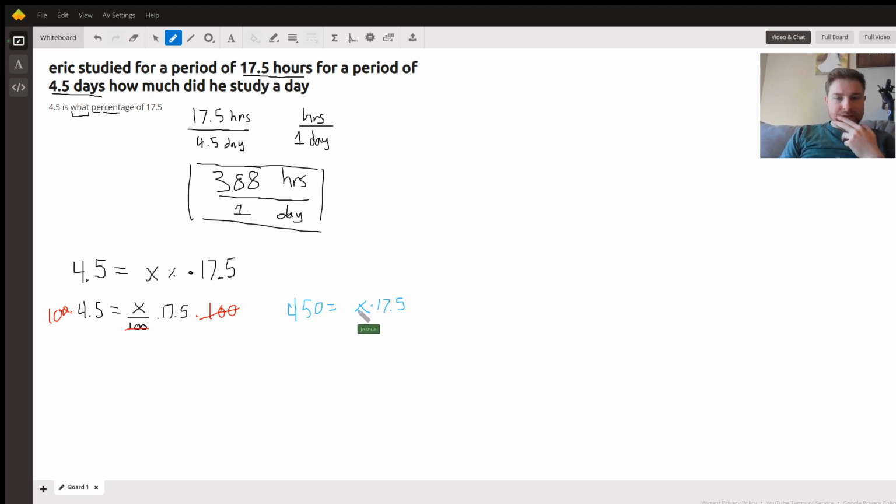Now it looks like we can divide by 17.5 on both sides. Divide by 17.5. Okay, this one I'll use a calculator. 450 divided by 17.5 is about 25.71. So X is about 25.71%. So it's that much percent. And that's what it is.